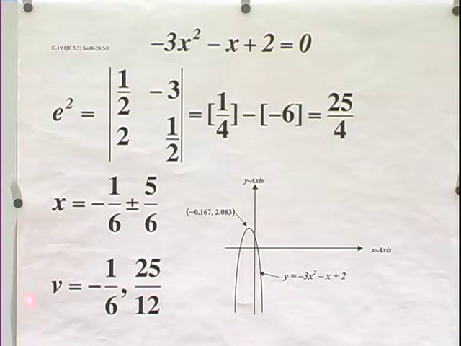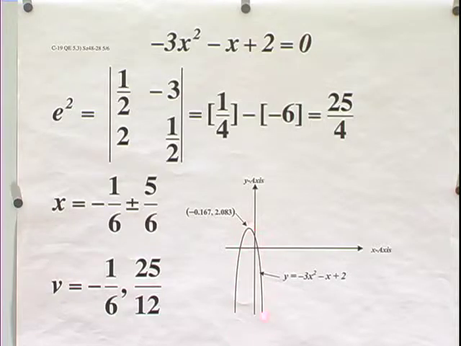Okay, now the vertex is the same as this, -1/6, that's the x-coordinate. The y-coordinate is -25 over 4, divided by -3, which makes that a plus 25 over 12. 3 times 4 is 12. And they're both minus. This is a minus, this is a minus, so we get a plus. So this is approximately 2, 12 and 25.